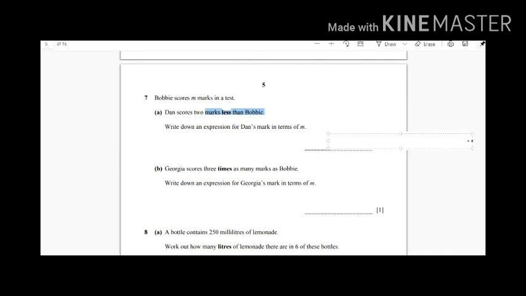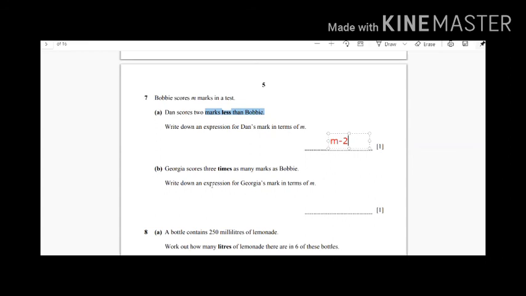Two less than Bobby. What was the Bobby score? Bobby's score was M, right? M. So you will write M minus 2. Khalas. M minus 2. You understand? Den's score is 2 marks less than Bobby.